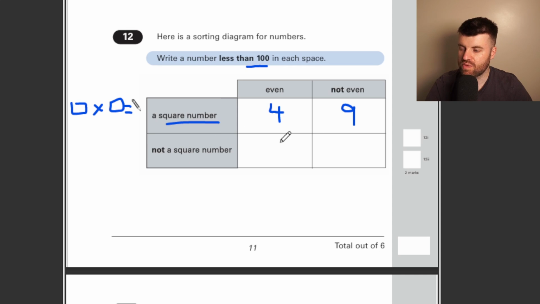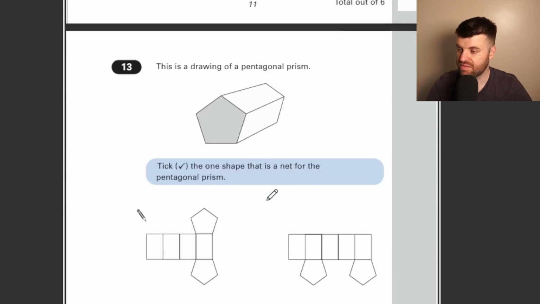I want not a square number that's even, cool, 6. We can't get 6 by multiplying a number by itself, but it is even. And not a square number that's not even, there's loads of them. Any prime number would work in this case apart from 2. So for example, 11, that is not even and it's not a square number. Loads of answers to this. You could literally write this question down like 50 times in a row with different combinations and still get 2 marks. Again, 2 marks. Very nice, very kind.